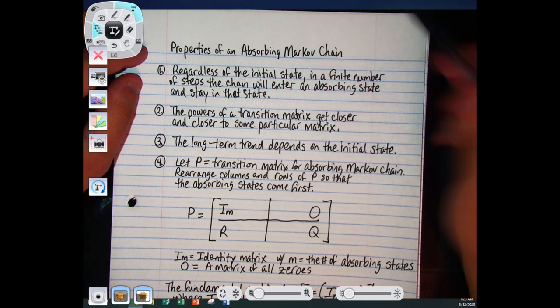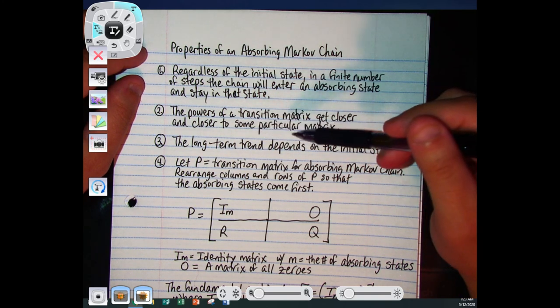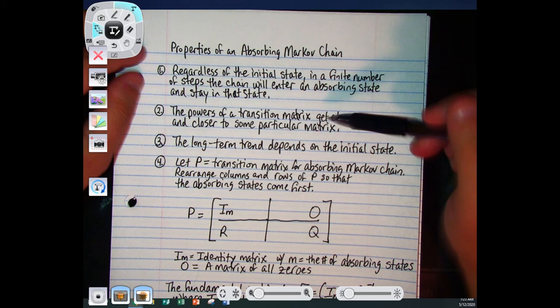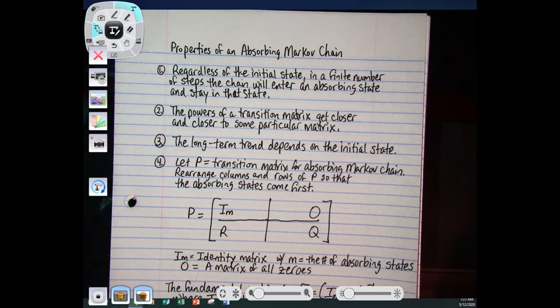2, the powers of the transition matrix get closer and closer to some particular matrix. We've shown that in previous examples. 3, the long-term trend depends on the initial state.